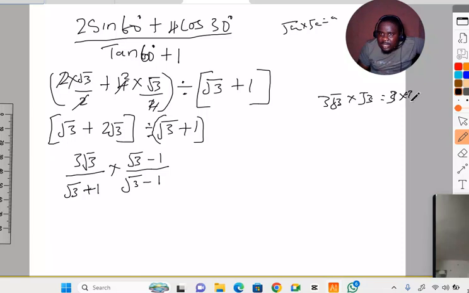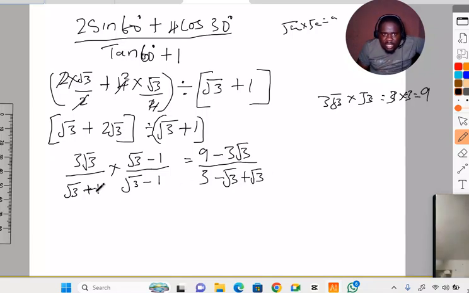So 3 times this 3 here, we have 9. So 3 root 3 times root 3 gives us 9. Minus 3 root 3 times 1, we have 3 root 3. All over root 3 times root 3, definitely we have 3. Now root 3 times negative 1, we have negative root 3. Positive 1 times root 3 will give us positive root 3. Then positive times negative, we have negative. Then 1 times 1, we have 1.